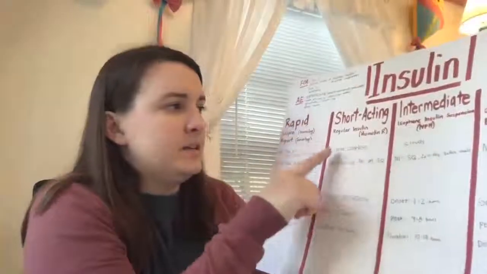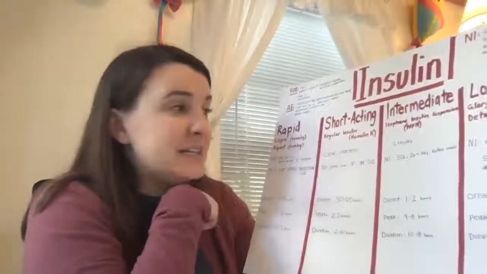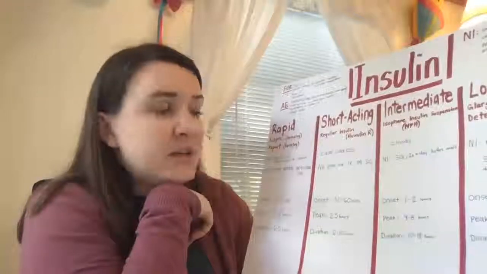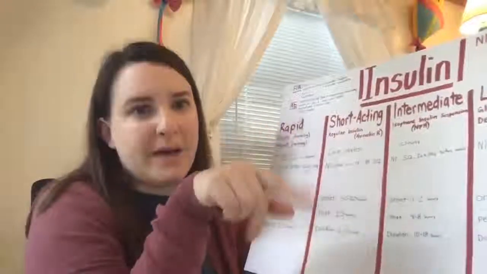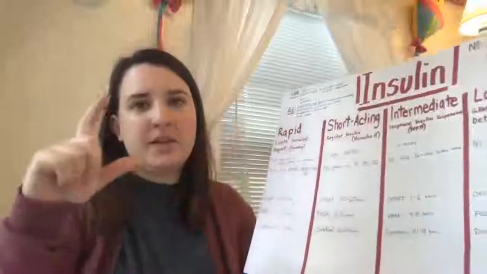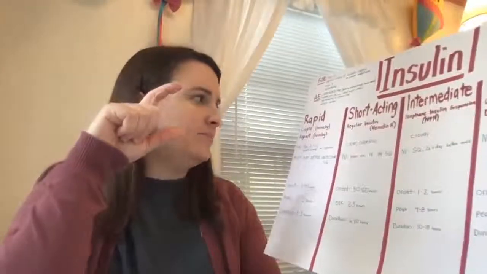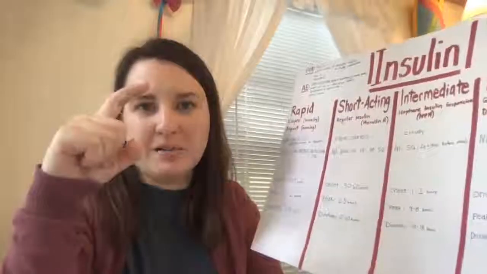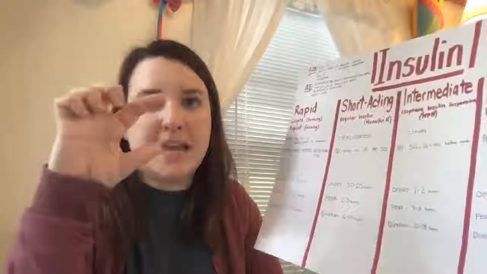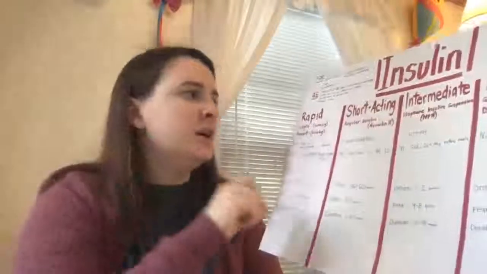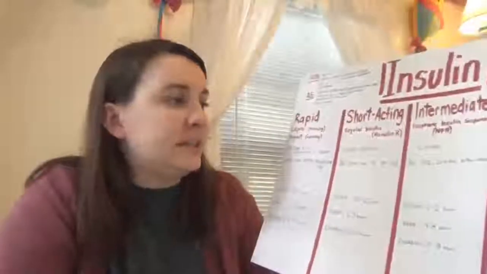For short-acting insulin, it's just called regular insulin. The brand name is Humulin R, so the bottle will have a big R on it. They've done that now so that there's an R or an NPH, or rather just N for the other drug. Regular insulin is clear and colorless.